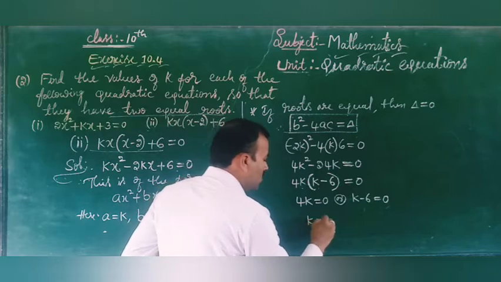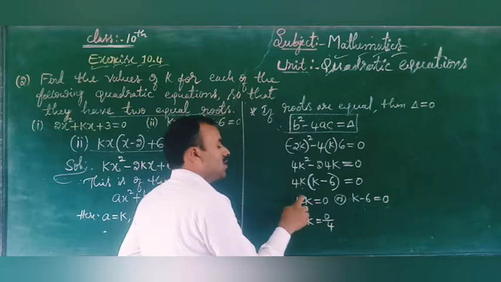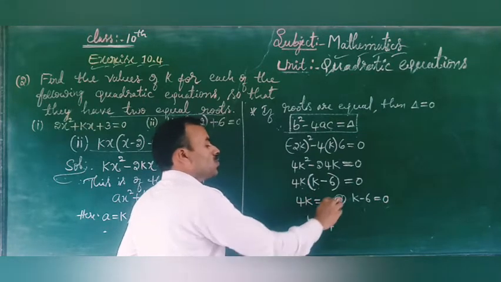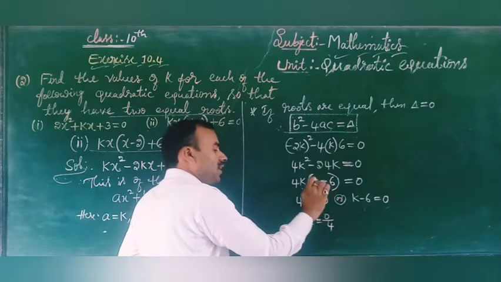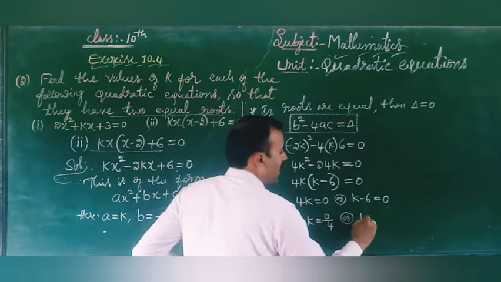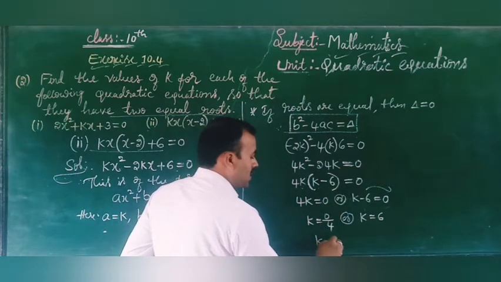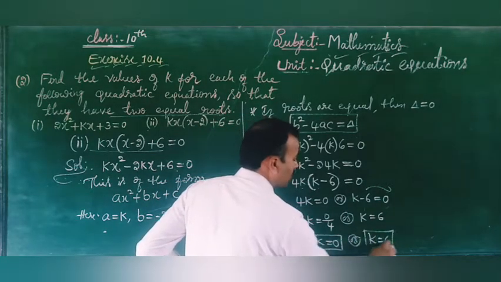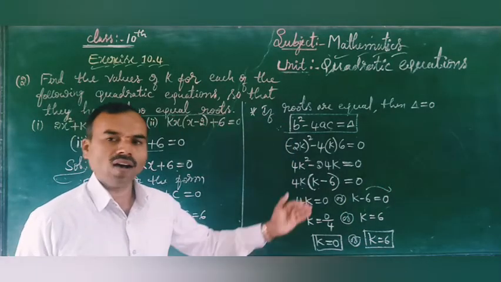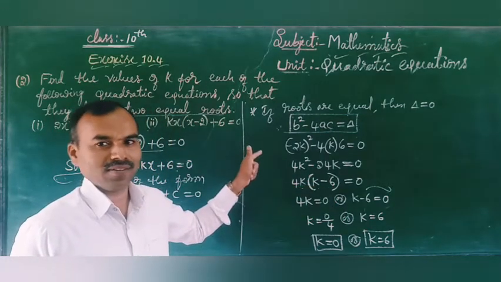k equals 0 by 4, since 4 is multiplied with k, so it is transposed to the denominator on the RHS. Or k equals minus 6 transposed to 6. k equals 0 by 4, which is 0, or k equals 6. The k value is either 0 or 6. Okay, are you clear? Okay, write down.